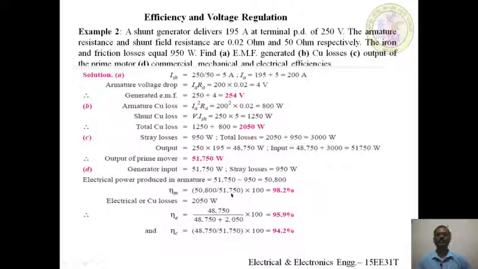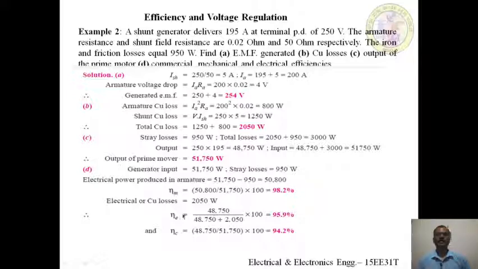50,800 divided by 51,750 into 100, it is 98.2. The electrical or copper losses we have calculated just now, that is the total copper loss, 2050 watt. Subtracting that from the power developed at the armature, we get the output power, that is 48,750.